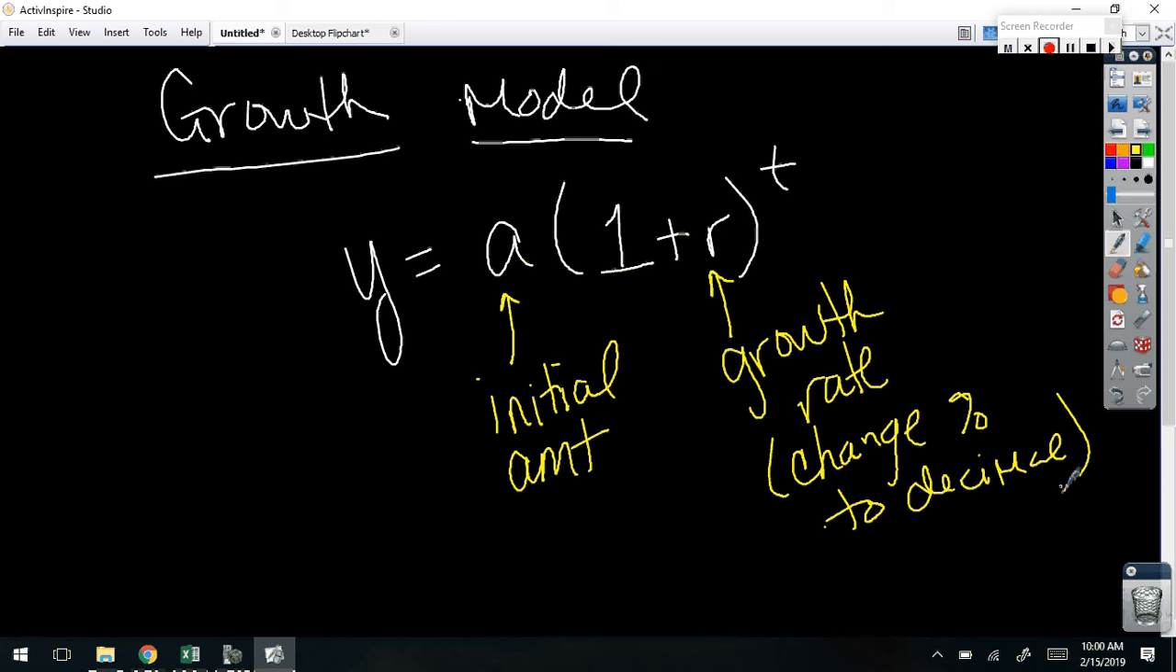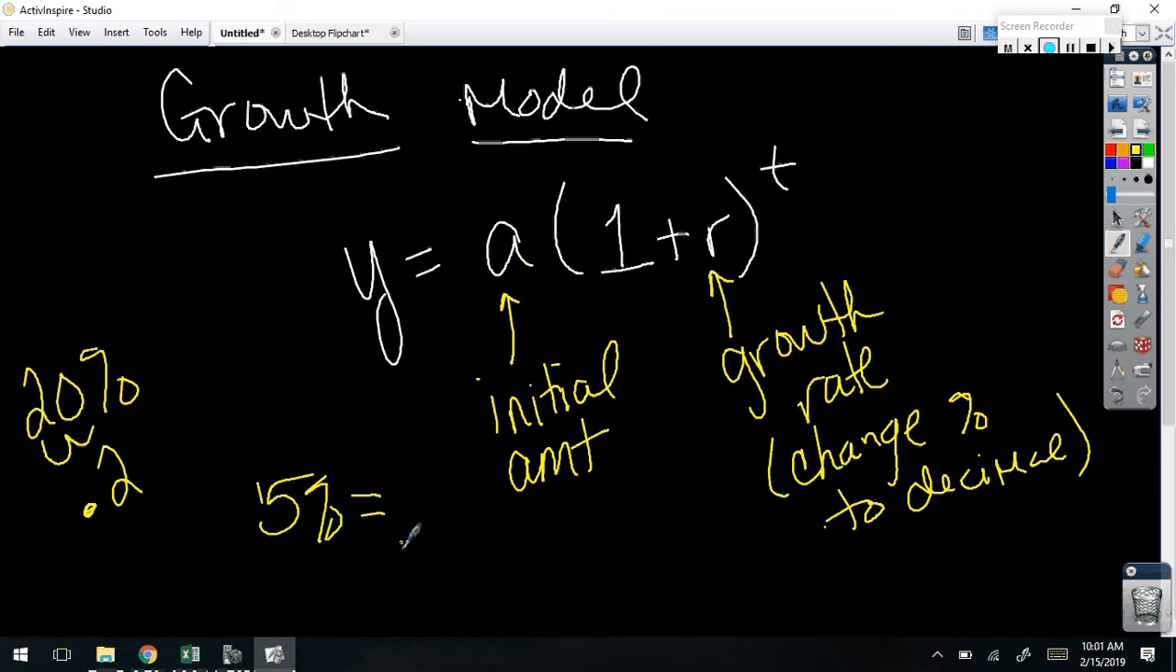So let's say it increases 20% each year. What would your R be? 20%. No, but you have to change it to a decimal. That was my question: how do you change 20% to a decimal? You move it twice. So it becomes 0.2. When you change a percent to a decimal, you move the decimal place left twice. So 20% would be 0.2. 5% would be what? 0.05.